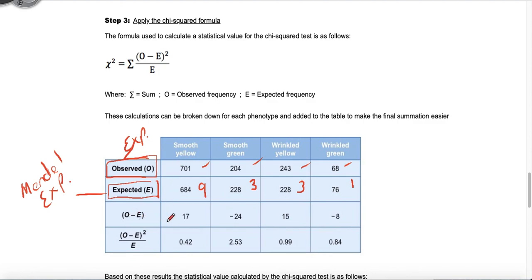So observed minus expected is 701 minus 684 gives me 17. Observed minus expected, 204 minus 228 gives me negative 24. Observed minus expected, 243 minus 228 gives me 15. And observed minus expected gives me negative 8. Okay. Then I square that and I divide by the expected value and I get these numbers. Okay, so that's the numbers that I get after I conduct all my calculations.